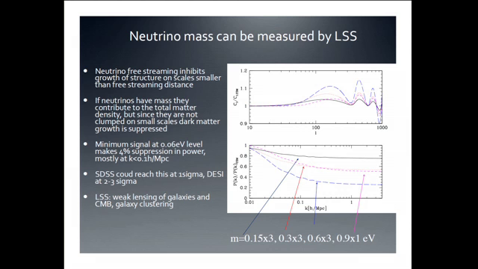Okay, finally, just one application of all this machinery is neutrino mass. Why are we doing this large-scale structure? We want to measure a lot of things, neutrino mass and so on.